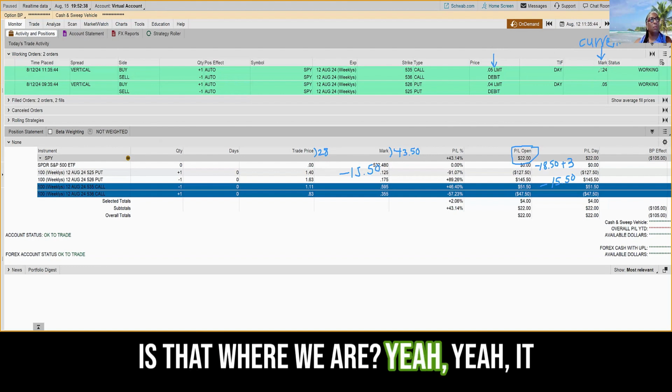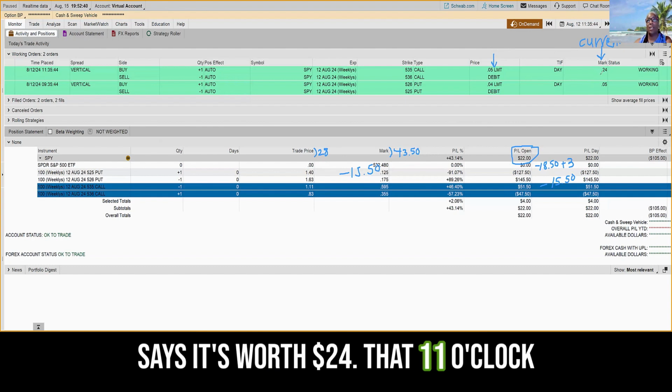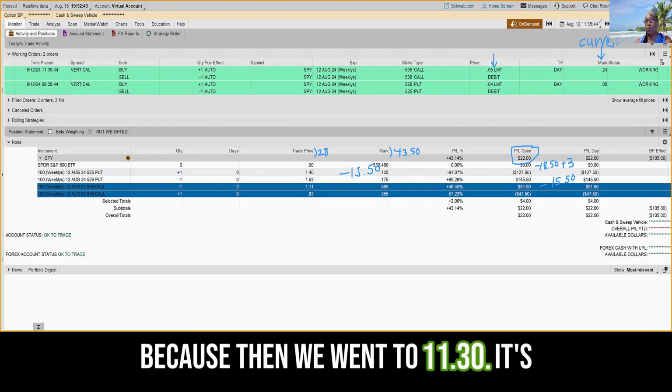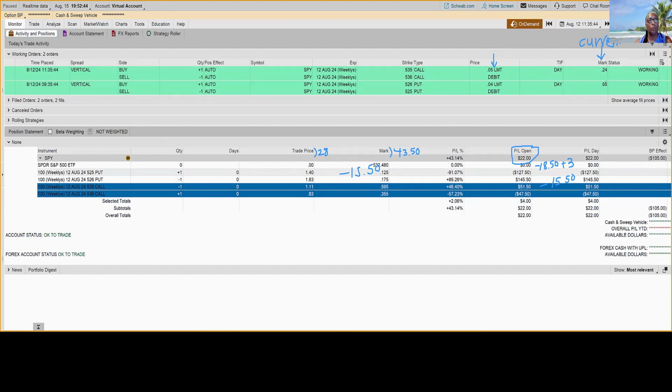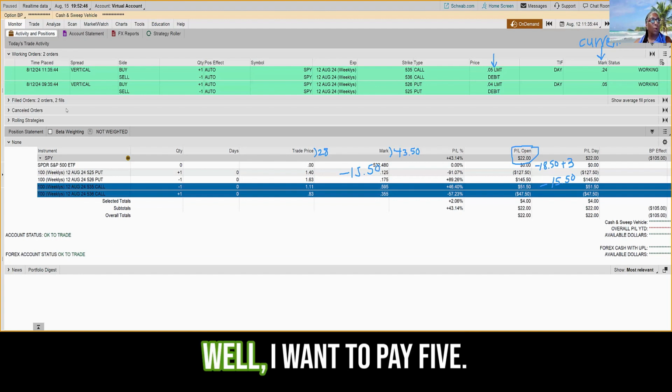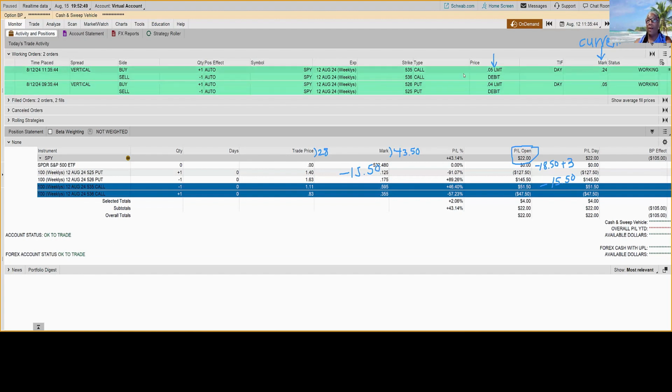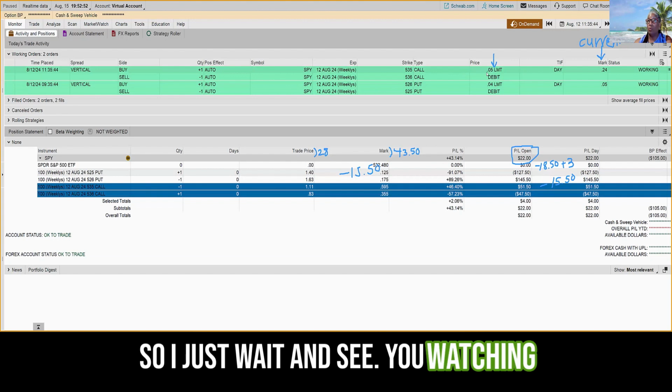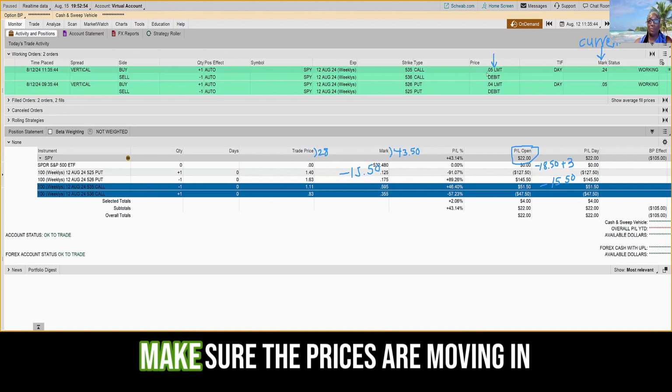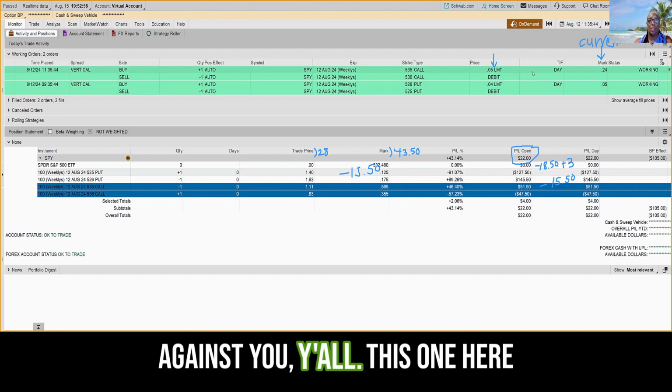Is that where we are? Yeah. It says it's worth $24 at 11 o'clock, because now we went to 11:30. It's worth $24. Well, I want to pay $5. So I just wait and see. You're watching your chart periodically, checking to make sure the price isn't moving in against you.